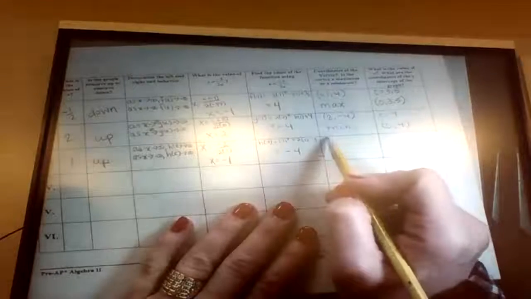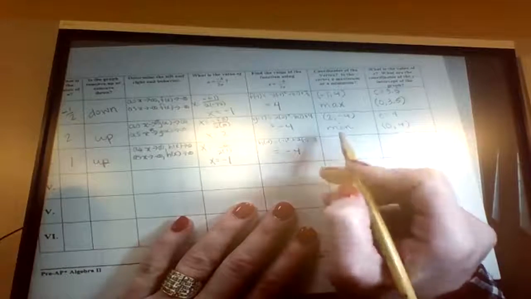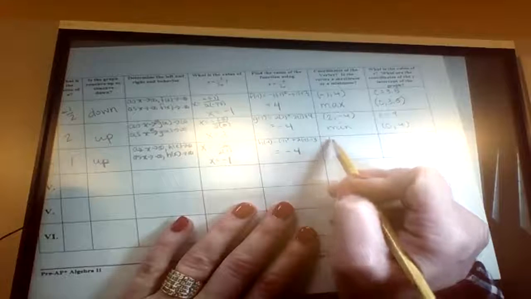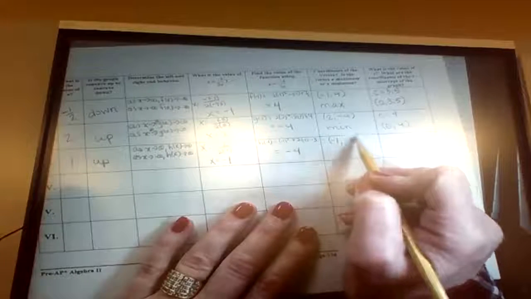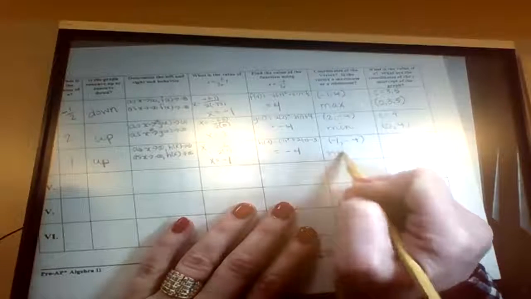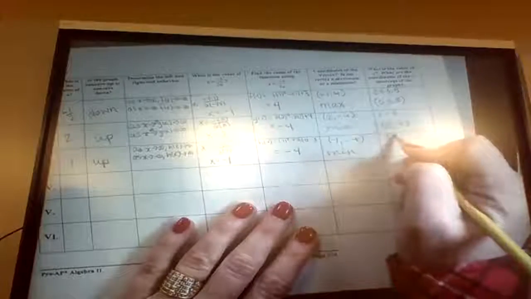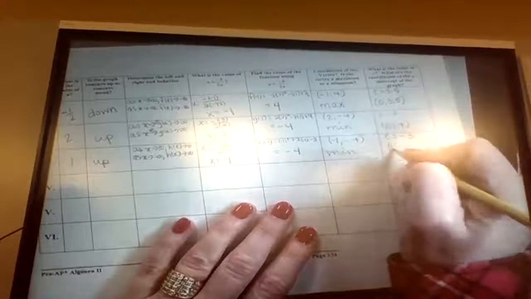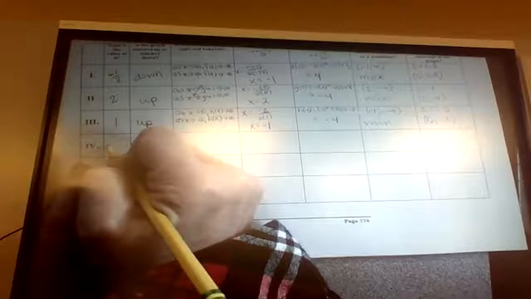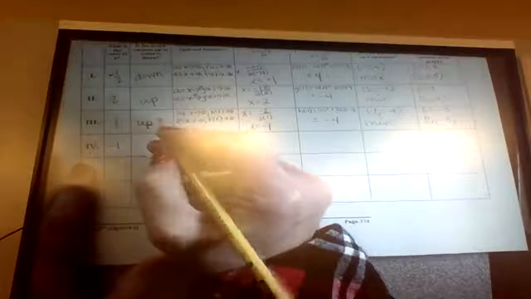What's your vertex? Negative 1, negative 4. Maximum or minimum? Minimum. What's C? Negative 3. What's your y-intercept? 0. Number 4, what's A? Negative 1. Does it open up or down? Down.